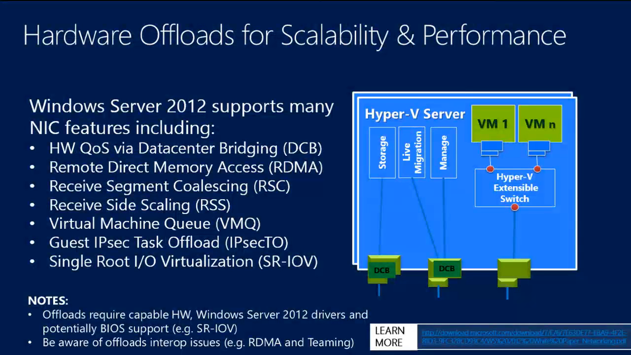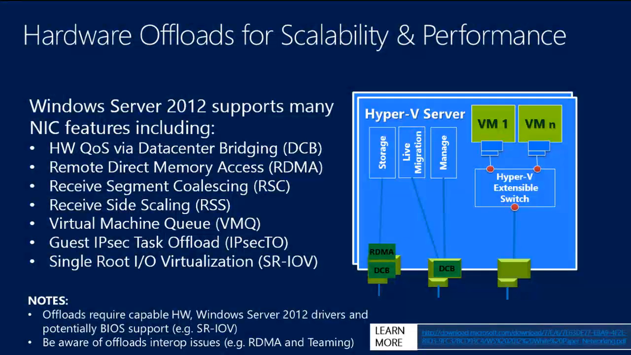One of the key offloads that we supported in 2012 was something called DCB, data center bridging. At the very crux of it, the way it's implemented in Server 2012, it allows you to do some offload of QoS into the NICs. That's what it does.